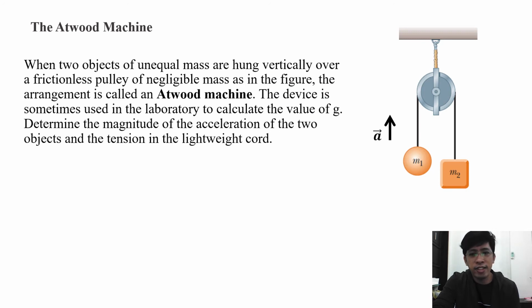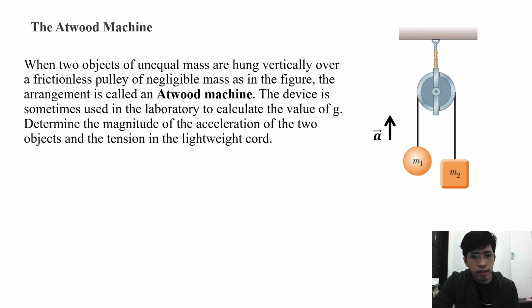Let's have another example. So this is about an Atwood machine. When two objects of an equal mass are hung vertically over a frictionless pulley of negligible mass as in the figure shown here, the arrangement is called an Atwood machine. So what we have here in the figure is what you call an Atwood machine. The device is sometimes used in the laboratory to calculate the value of your acceleration due to gravity g.